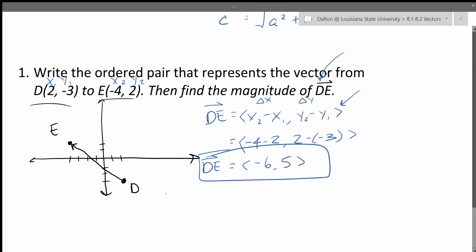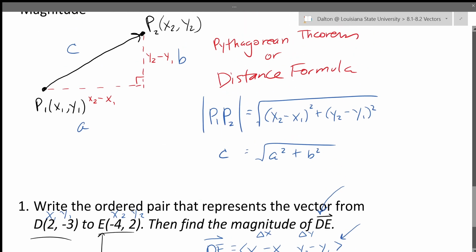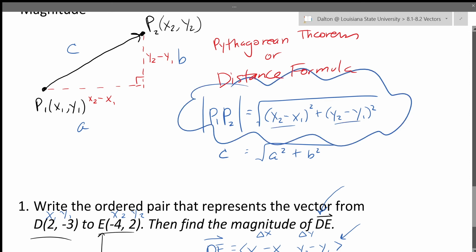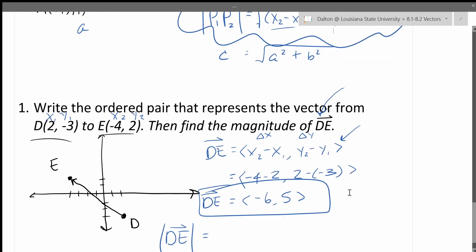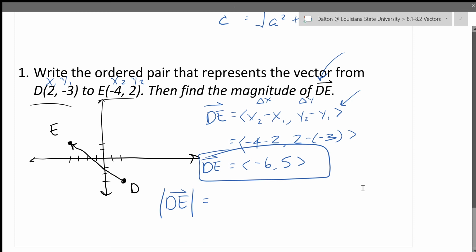Well, magnitude is written as the absolute value of vector DE. And we know that magnitude can be found by using this distance formula here, right? If we use the distance formula, notice we've already found x2 minus x1 and y2 minus y1 when we found the ordered pair. So essentially -6 and 5 are the x2 minus x1, the y2 minus y1, or the a and b. So when I find the magnitude, I'm just going to take the square root of, if you want to call this, a squared plus b squared. So that's going to be -6 squared plus 5 squared.